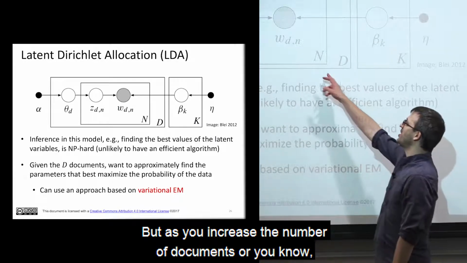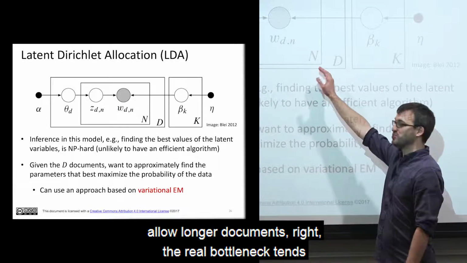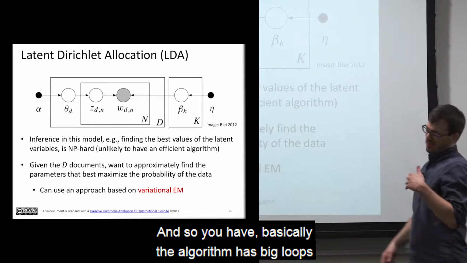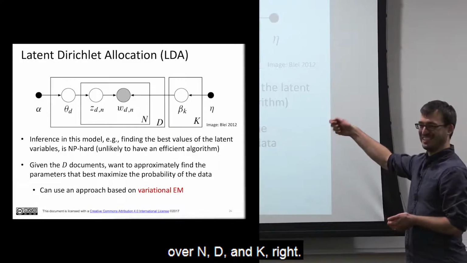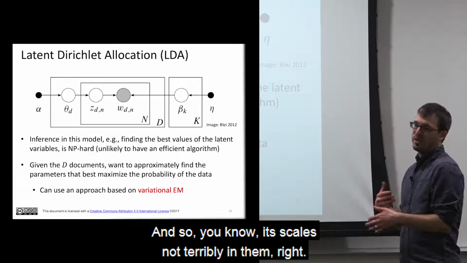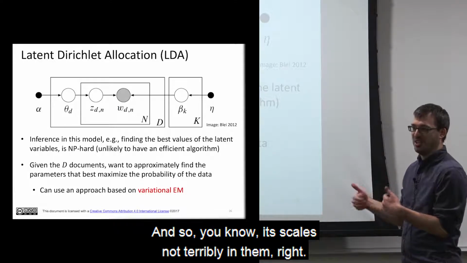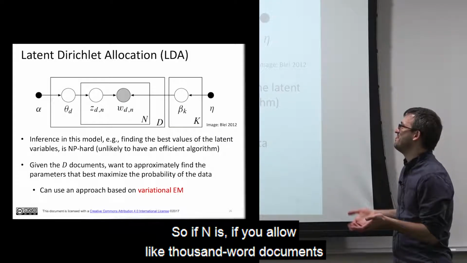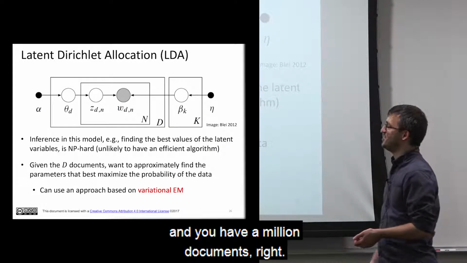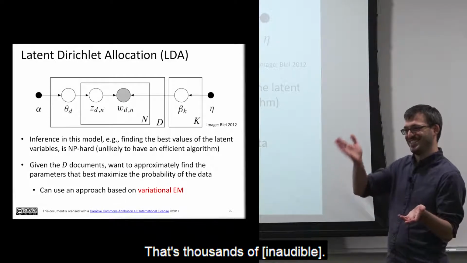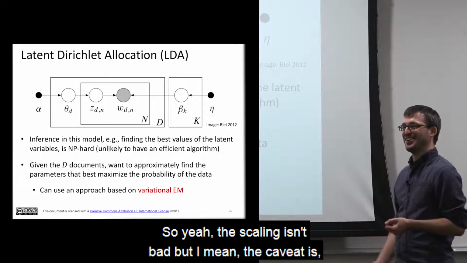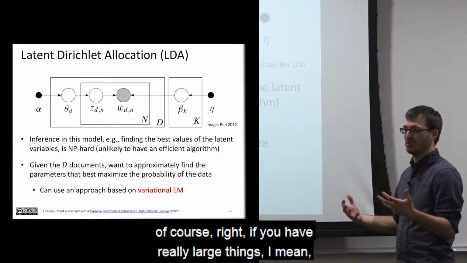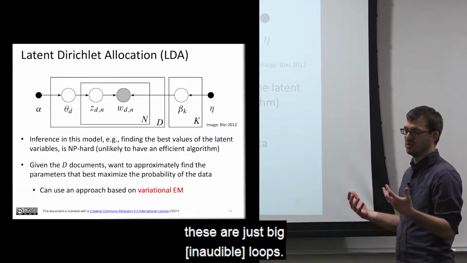But as you increase the number of documents or allow longer documents, the real bottleneck tends to be here. There are a lot of word connections, so the algorithm has big loops over N, D, and K. It scales not terribly, but we're talking large numbers here. If you allow 1,000-word documents and you have 1,000,000 documents, that's 1,000 times a million, a lot. So the scaling isn't bad, but the caveat is that if you have really large things, these are just big for loops.